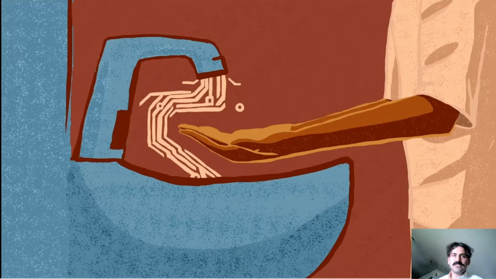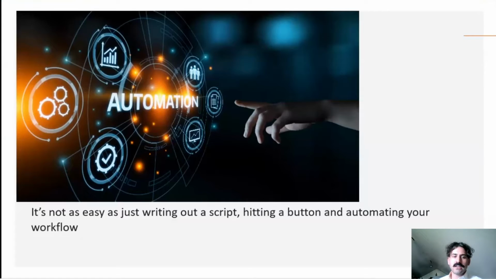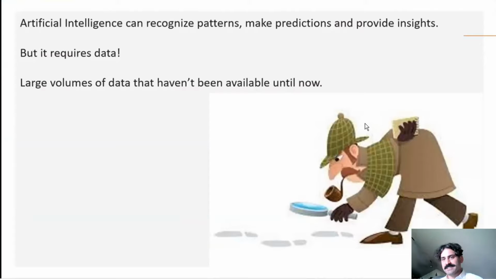But it's not as easy as writing out a script and kicking back and automating your workflow. AI can recognize patterns, make predictions, and provide insights. But it's really only able to do that from the sheer amount of data that until now was out of reach. It's learning from examples. So if you're not able to provide those examples, then it's not going to be able to pick up the clues.